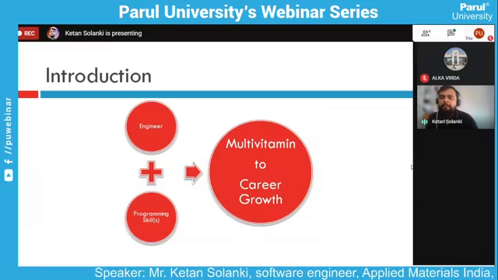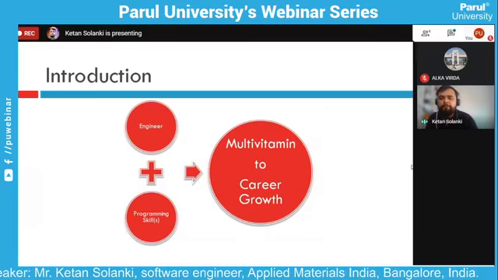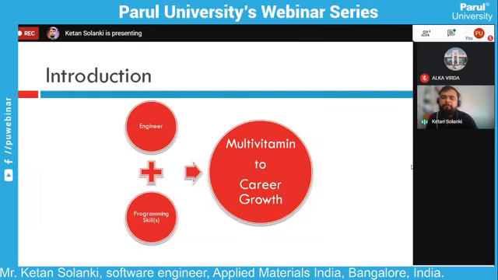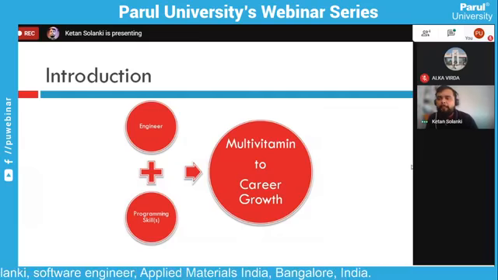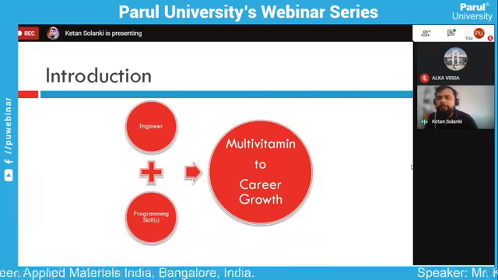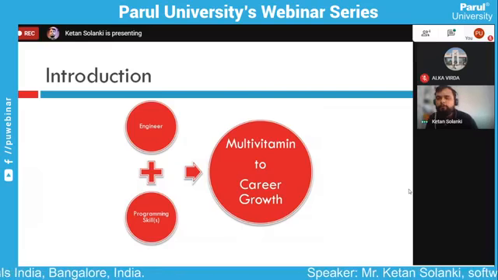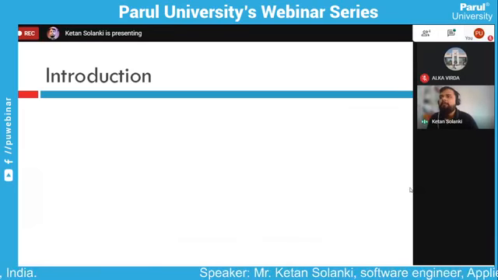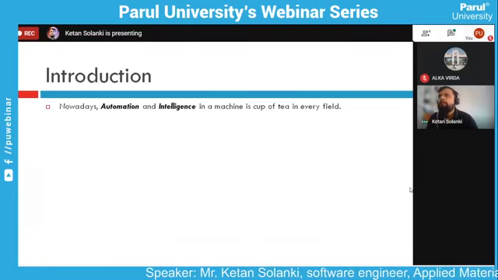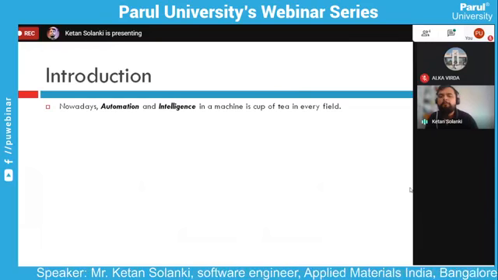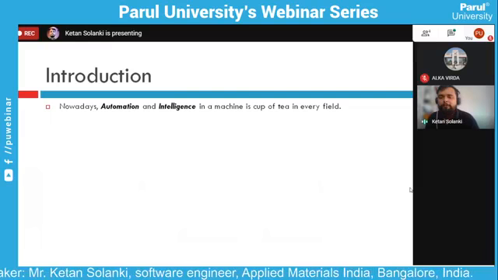Not only if we are a computer or information technology student, but even if you are not intending to become a software engineer, if you know how to program, meaning a particular programming skill, then it will be a multivitamin, an added advantage to your career growth. To begin with, we should know what the programming skill is, and before that, we should know why we need programming skill.